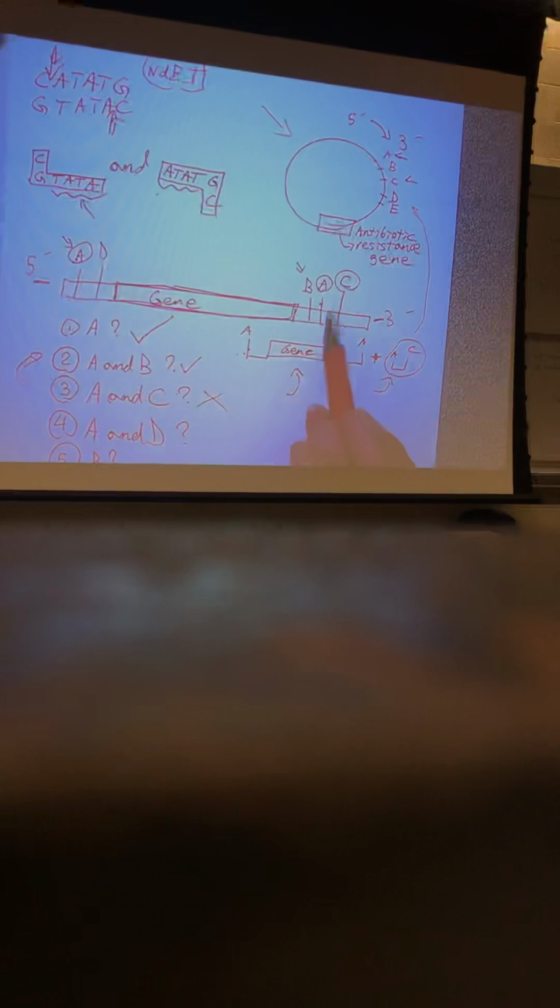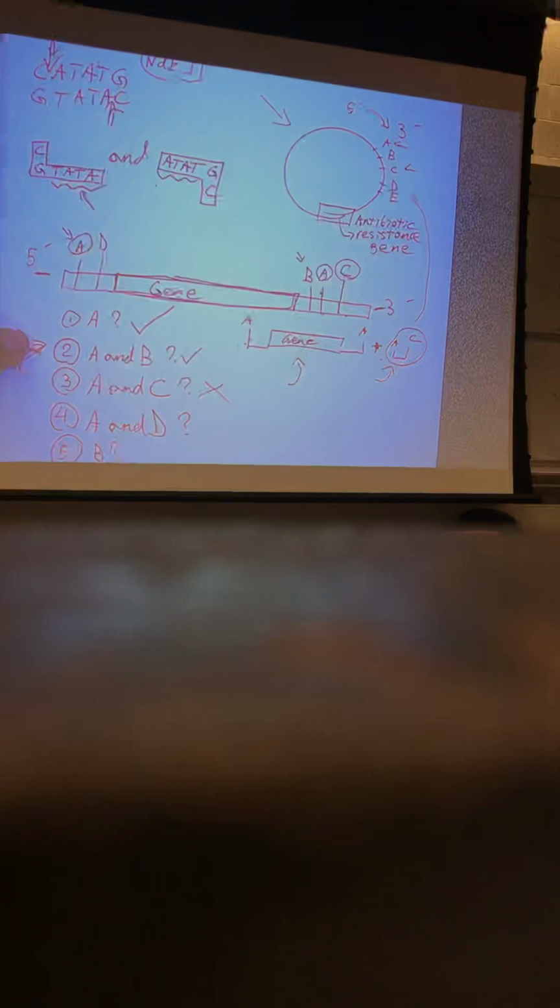So number 3 cannot work, and that is critically because this C side here is too far away from the gene compared to the A side. Let me contrast that with number 2 so you see the difference between number 3 and number 2.